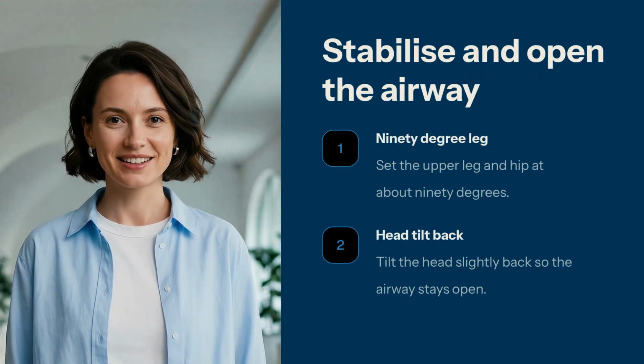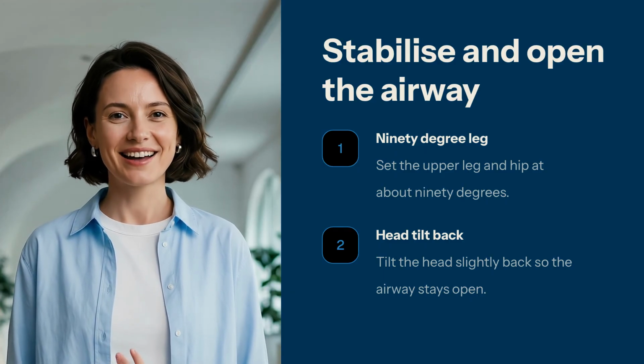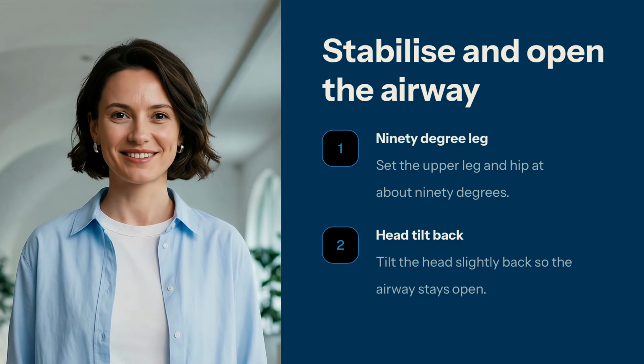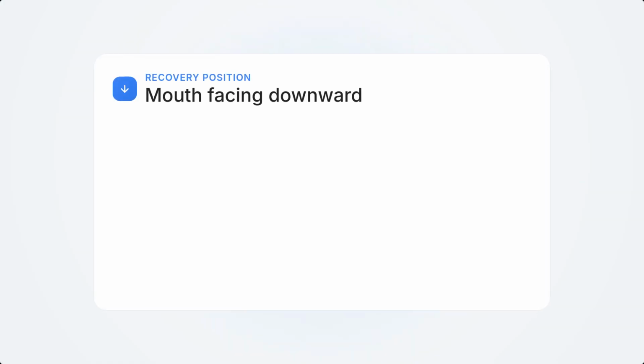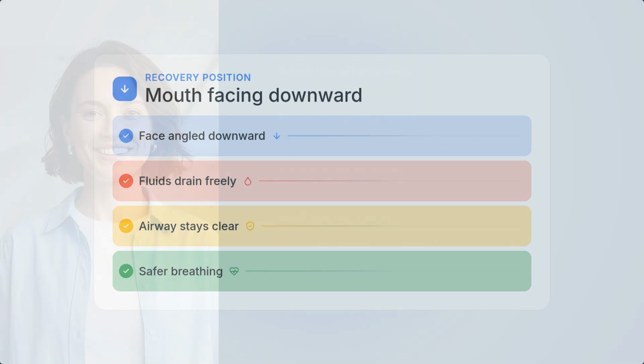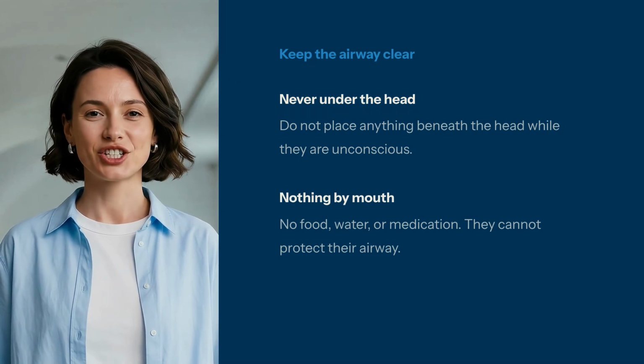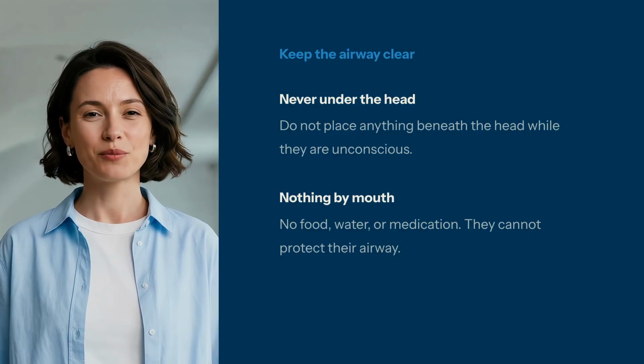Once they're on their side, set the upper leg and hip at about 90 degrees for stability and tilt the head slightly back so the airway stays open. The mouth should face downwards so vomit, blood, or other fluid can drain away instead of collecting at the back of the throat. Don't put anything under the head and don't give food, water, or medication. An unconscious casualty can't protect their own airway.